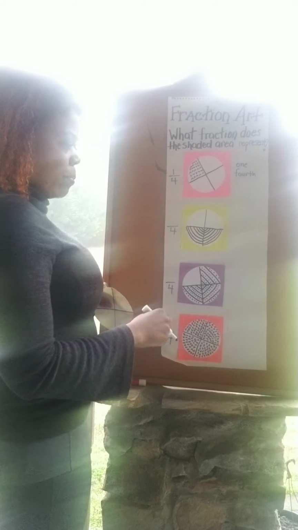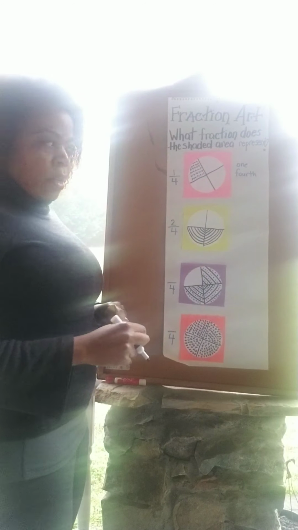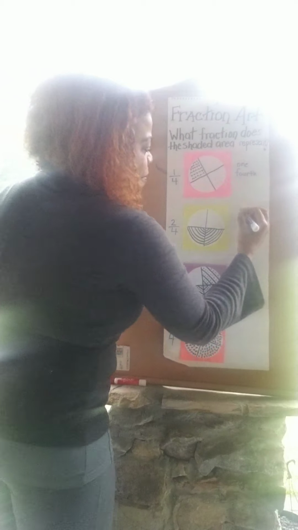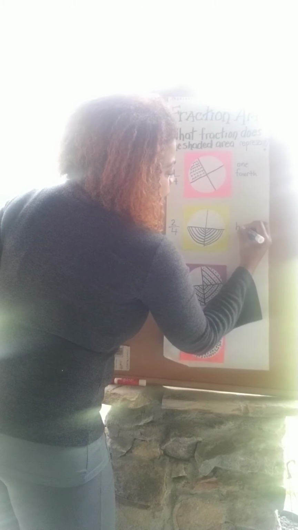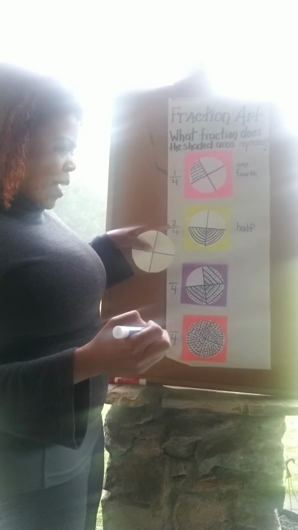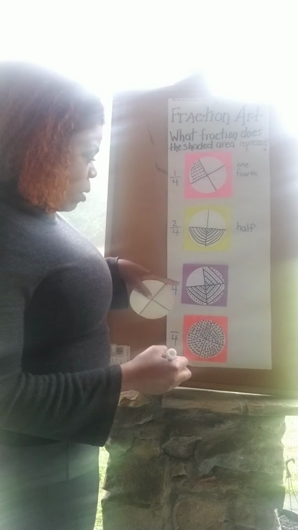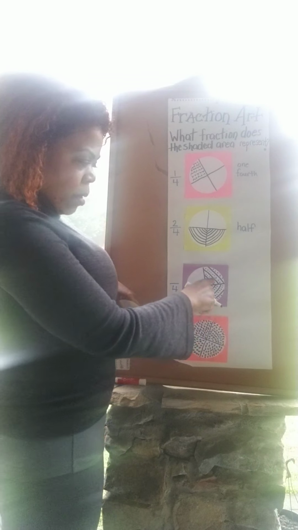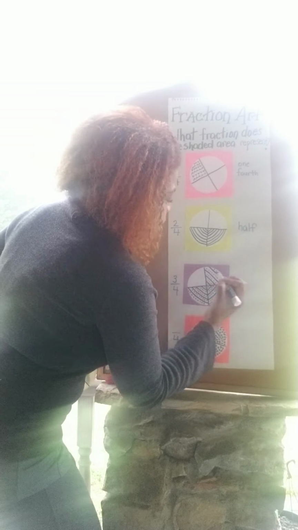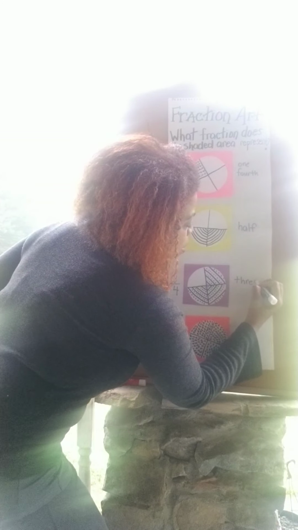How about this one? 2/4. Right? 1, 2. 2/4. What's another way of saying 2/4? Half. It's divided in half. Okay? Because 2 is half of what? 4. 2 is half of 4. Okay? How about this one? 1, 2, 3. 3/4.